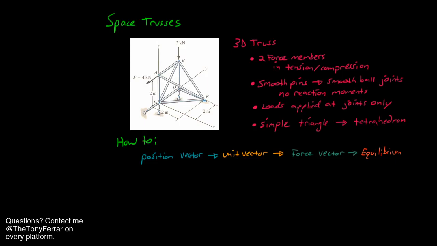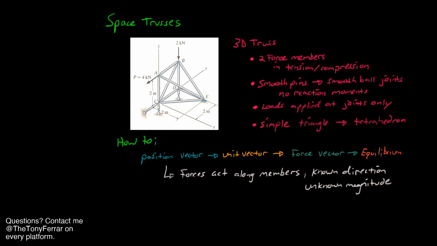The way that we analyze these is using a process that we've already played with before, where we're going to start by recognizing that we can draw position vectors along each of these members, and then from there turn that position vector into a unit vector. Unit vector multiplied by a magnitude gives us a force vector. Then we can sub all those into equilibrium equations and solve for any unknown forces.